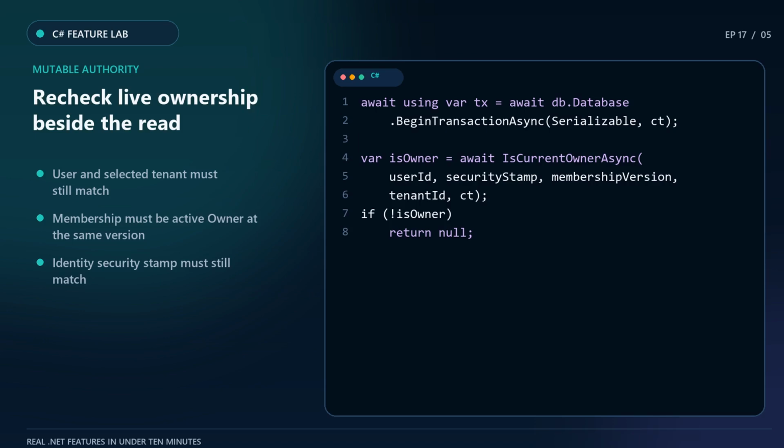Returning null means authority could not be proven, returning an empty array means authority was proven but no pending invitations exist. That distinction lets the endpoint preserve forbidden for stale sessions without inventing data. Keeping the owner check and invitation read inside one transaction gives the operation a consistent database view. A read endpoint can leak private state, so mutable authorization deserves the same care as a write.